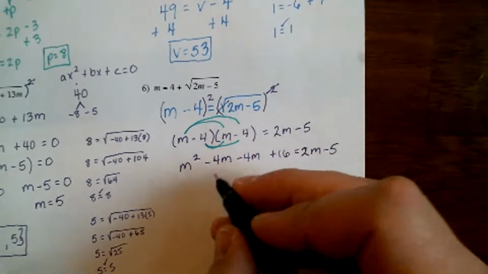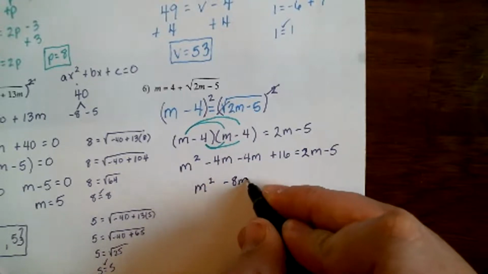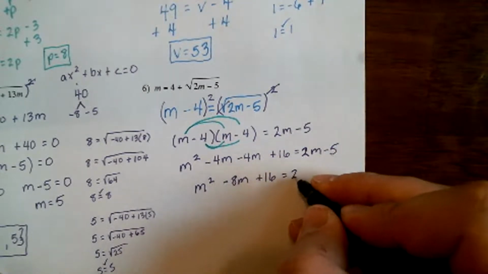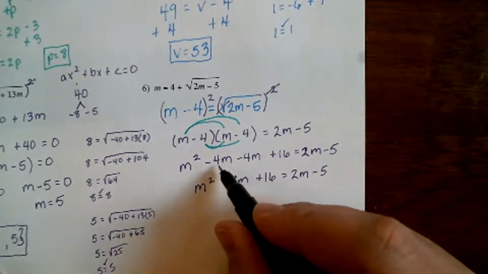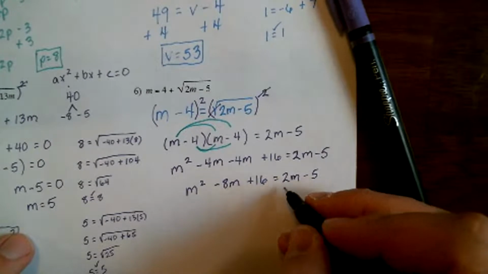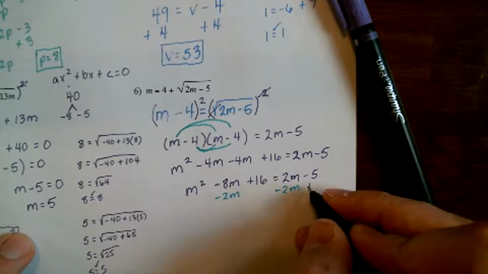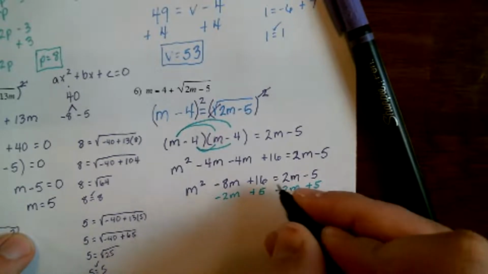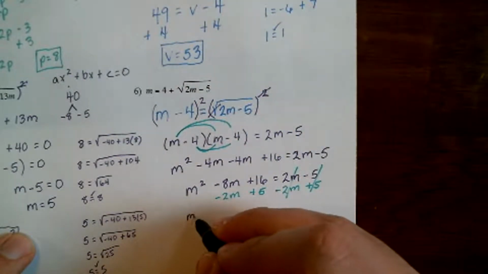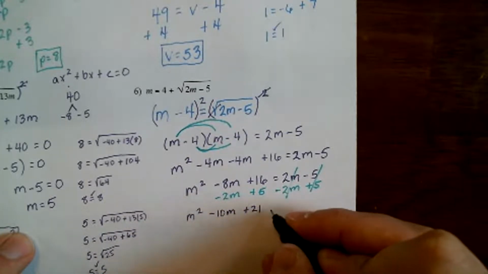So we clean this left side up. Look at Elena going crazy. Minus 8m plus 16 equals 2m minus 5. I got negative 8m from negative 4, negative 4. I then subtract 2m from both sides and add 5 to both sides. Those cancel on the right, leading me to m squared minus 10m plus 21 equals 0.